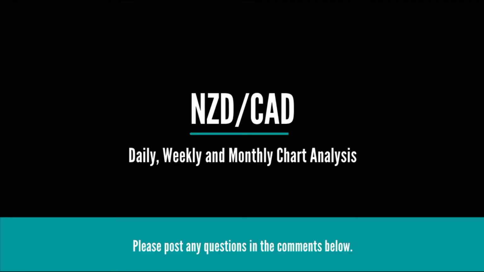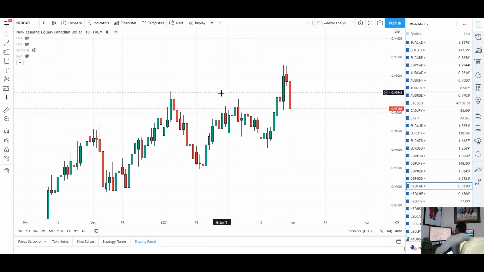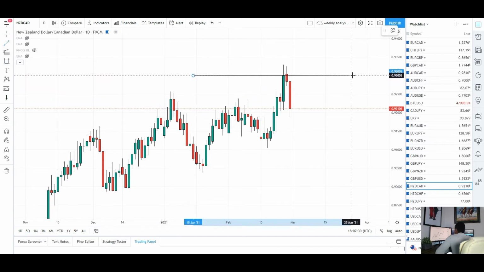Now let's take a look at NZD CAD. Okay, so for NZD CAD this week, we saw a push to the upside. I did say expect further continuation to the upside for NZD CAD to take out these previous highs and tap into 0.93. As you can see, we reached 0.93 really well there, and then we reversed and came back down.